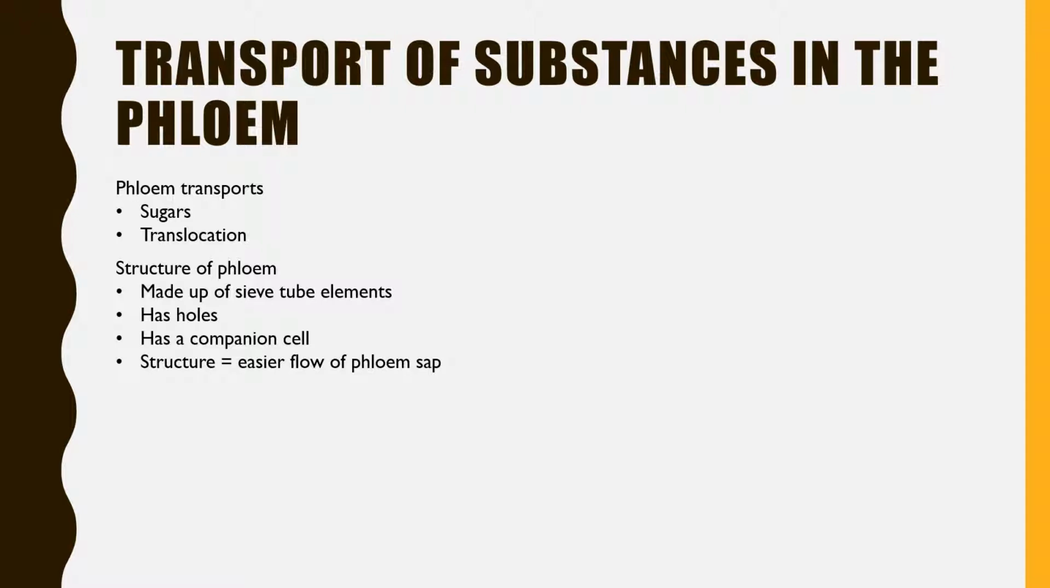They have a companion cell for metabolic support, which allows all of the things that cells need to survive to be produced in excess so it can be passed along to the sieve tube element. So the sieve tube element has more space for the big vacuole, so it can transport as much sap as possible. And the structure makes it easier for the flow of sap.